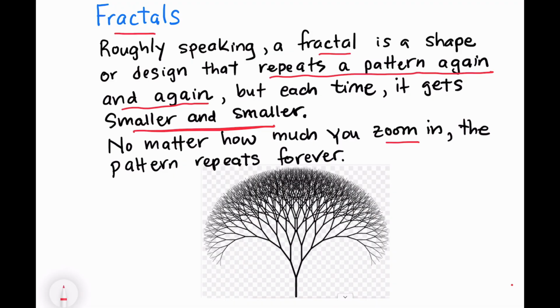So here you see an example of a fractal tree. And if you look at the tree carefully, you can see patterns that repeat over and over. One pattern I can see is this Y-shaped pattern, and you can see that the pattern just keeps repeating over and over. But that's the basic idea of a fractal.